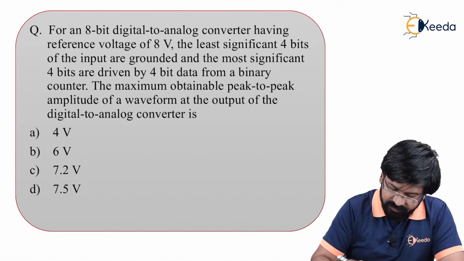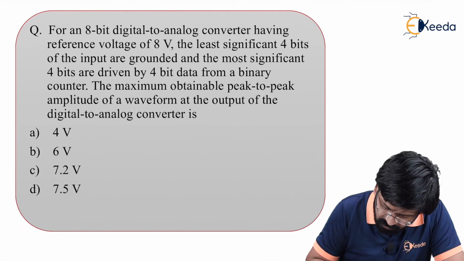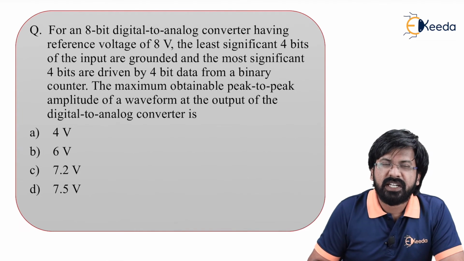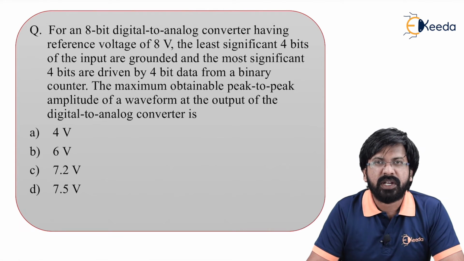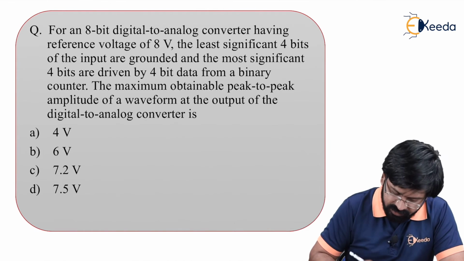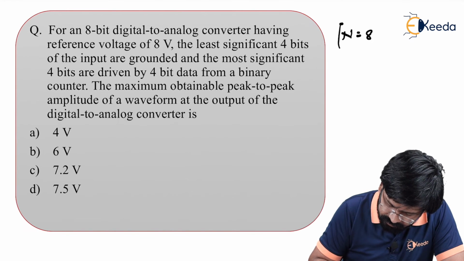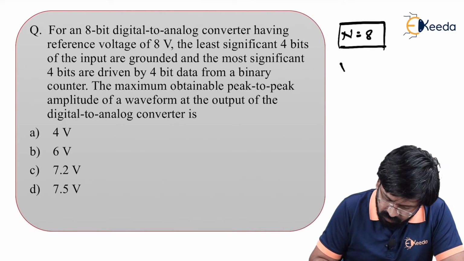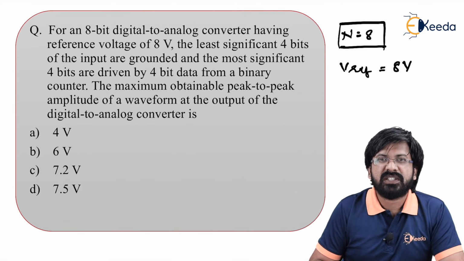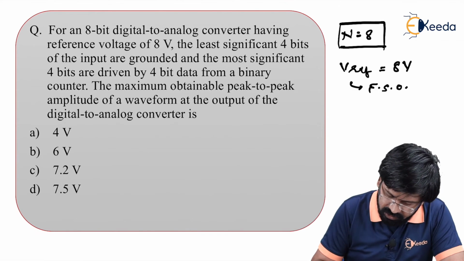So let's see how to handle this. First of all, we'll try to get what is the given data here. First, you should understand that they are talking about 8-bit DAC. What is meant by 8-bit DAC? A DAC which is capable to take 8-bit data as input and it provides you output in a voltage form. So the value of n is equal to 8. Reference voltage is 8 volt. So what we have is V reference value which is equal to 8 volt. Remember, V reference value is also called as full scale output voltage.